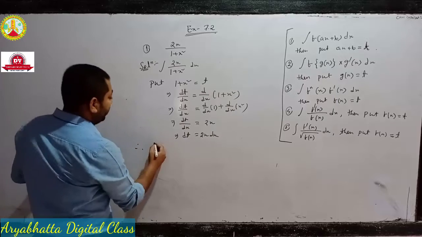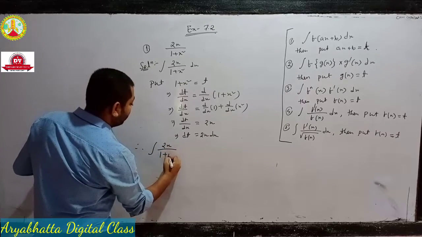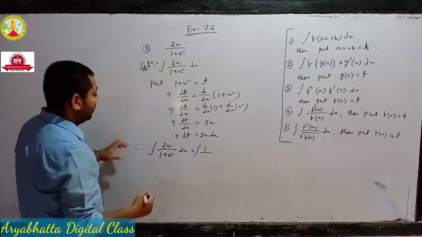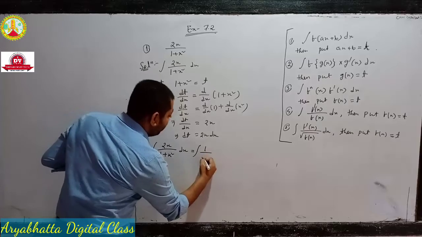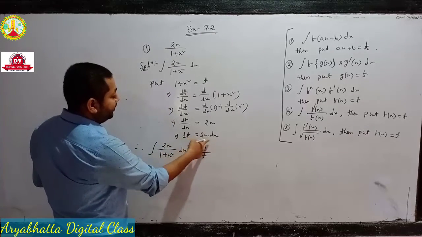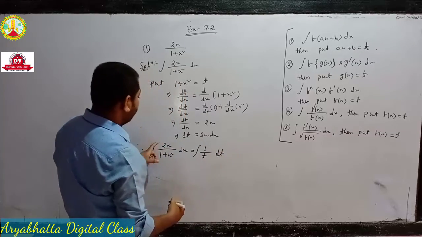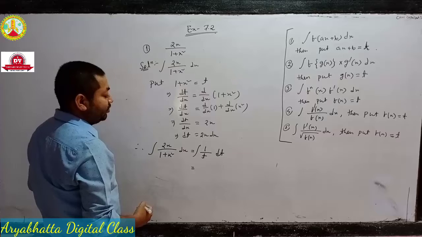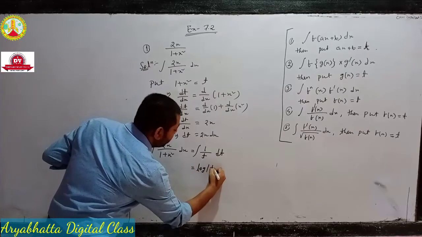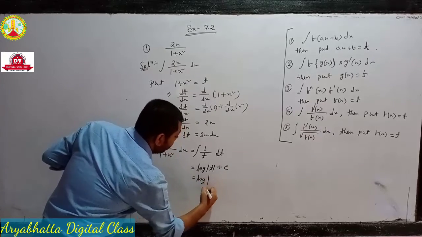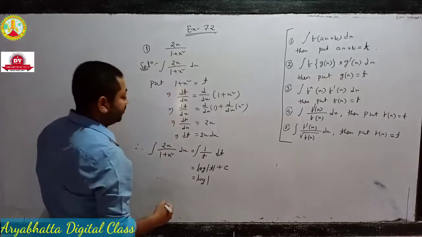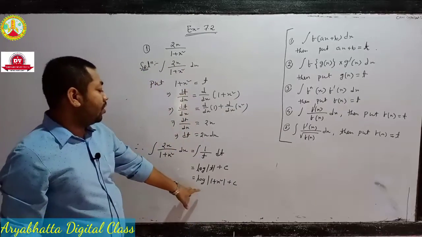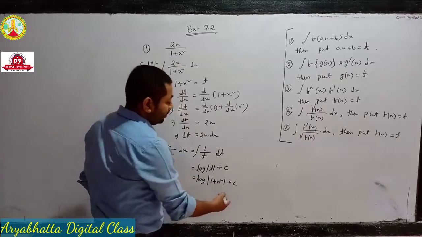Therefore, integration of 2x divided by 1 plus x squared dx, we substitute 1 plus x squared equal to t, so this equals 1 by t, and 2x dx equals dt. Therefore, the integral is integration of 1 by t dt. We know that integration of 1 by x dx is equal to log modulus x. Therefore, this is equal to log modulus t plus c. Here, t is equal to 1 plus x squared. Therefore, integration of 2x divided by 1 plus x squared dx is equal to log modulus of 1 plus x squared plus c. This is the required answer.